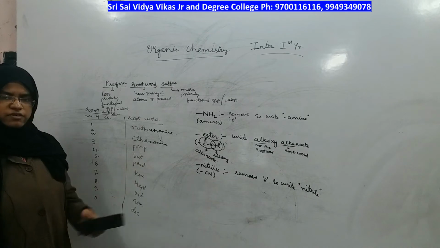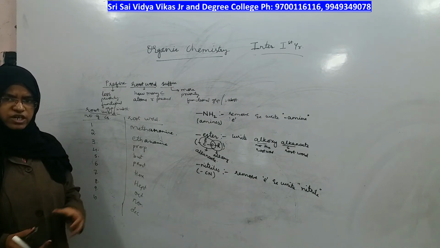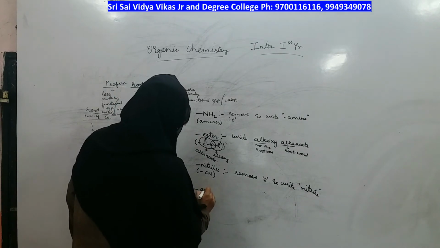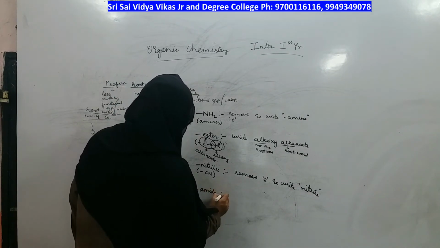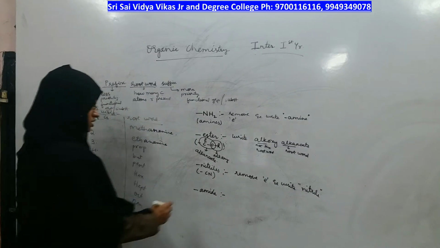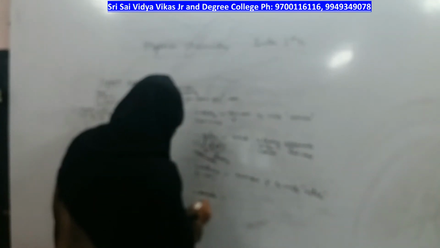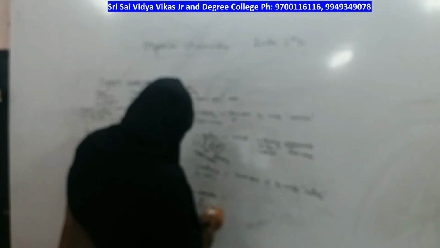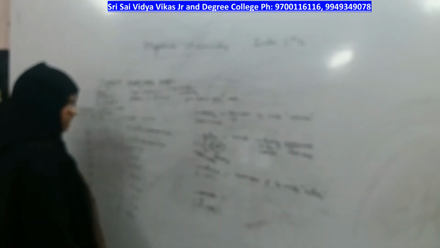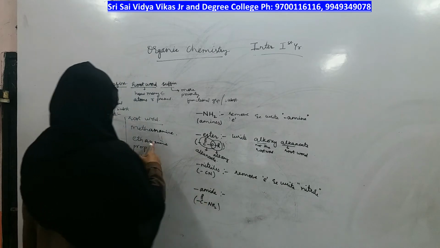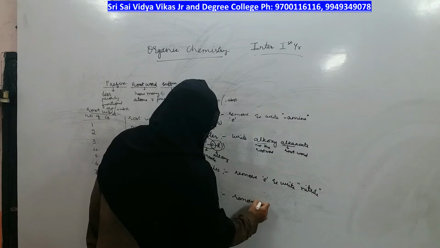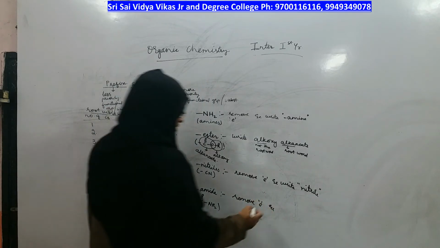Till now we have covered almost all the important functional groups. Next is amide. Another important functional group is amide. What is the formula for amide? C double bond O NH2, right? C double bond O NH2, methanamide. Same way, remove E and write amide as the suffix.